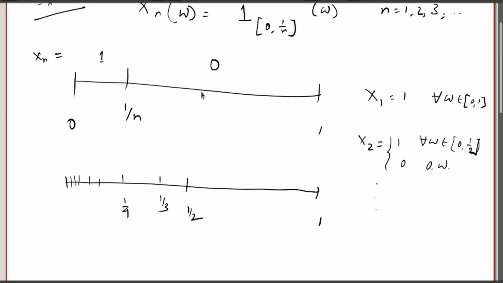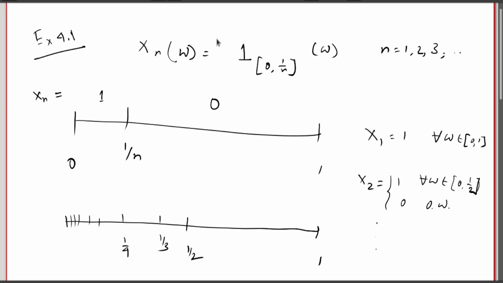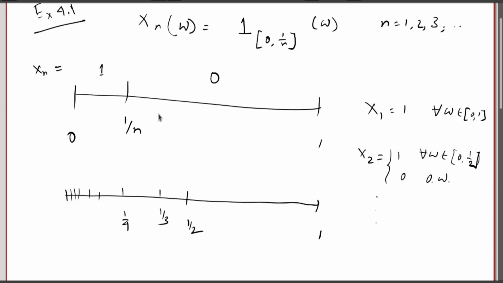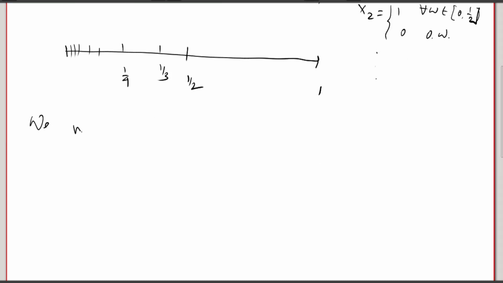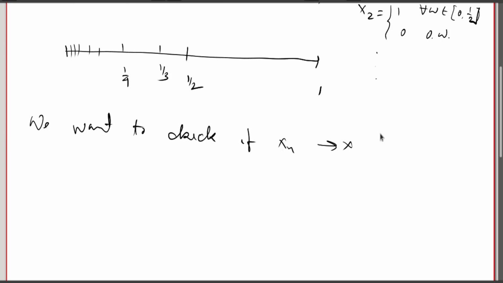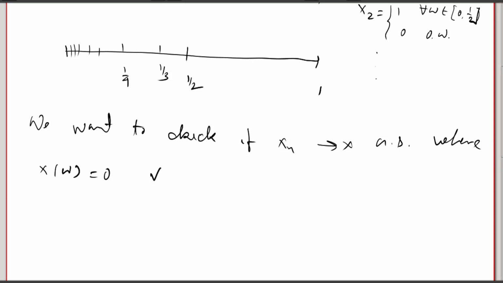I hope this definition of the sequence of random variables is fine with everyone. Intuitively, as I increase n, the random variable will be 0 for most of the values in [0,1], and on a very small interval it will be 1. So that intuitively tells us that if this sequence converges, it should converge to 0. Let us now check whether it is actually converging to 0 or not. We want to check if x_n converges to x almost surely, where x of omega is 0 for all omega in the sample space.